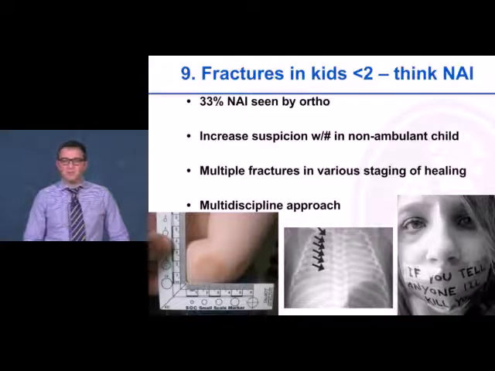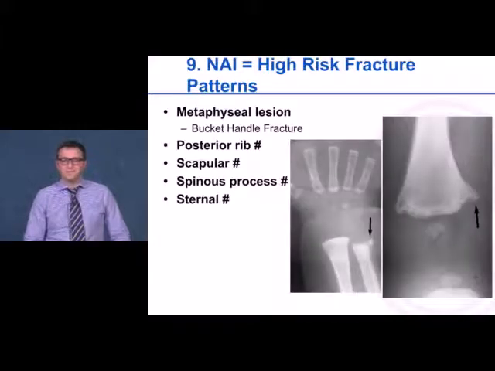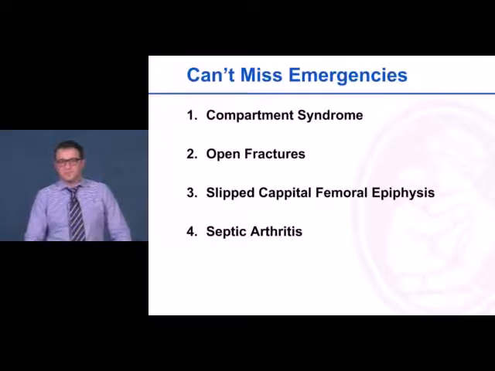NAI is treated with a multidisciplinary approach and involves care of multiple providers. Now, some of the high-risk patterns of non-accidental injury involve the metaphyseal bucket handle fracture, as seen on the far side, the posterior rib fracture, scapular fractures, as well as spinous process fractures. And finally, children are different from adults because they have parents. And we have to deal with their parents because fractures and injuries to their growing child create a ton of anxiety. So managing the parent will make it much easier for you to manage the child.